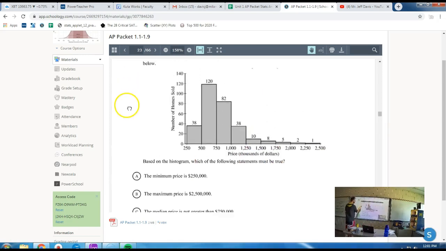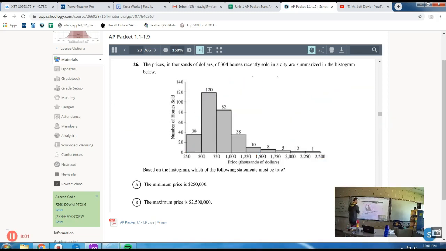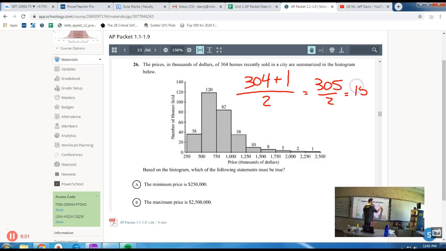So let's take a look at that one. I know I've got 304 homes. To find the median, you can always add 1 and then cut what you get in half. So 305 divided by 2 would be 152.5. So your 152.5th data point is the median. But that doesn't exist, so we find the 152nd and the 153rd, and we average them together.